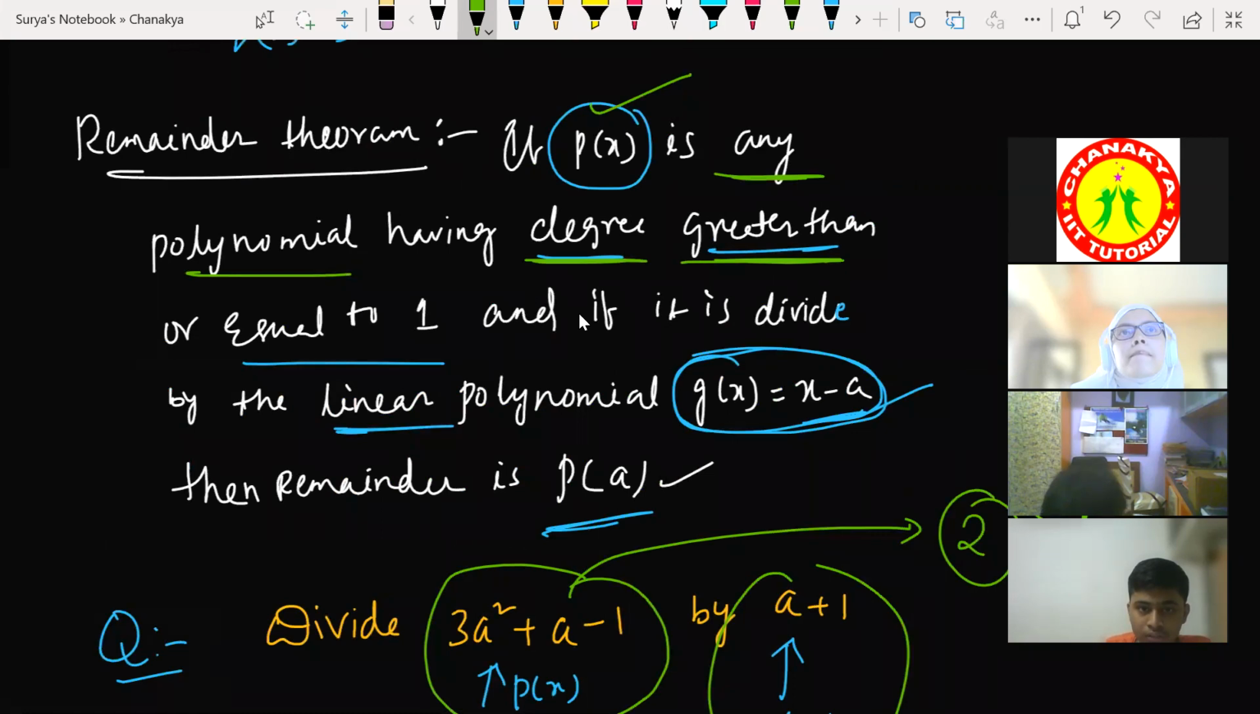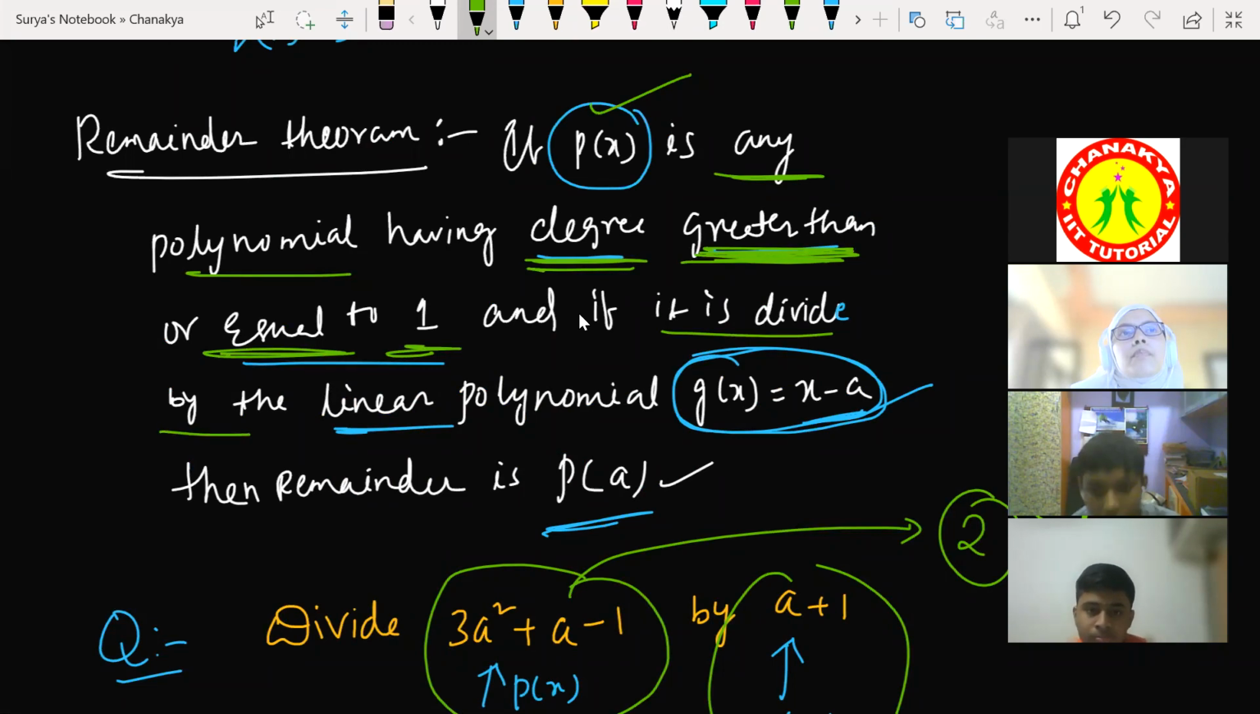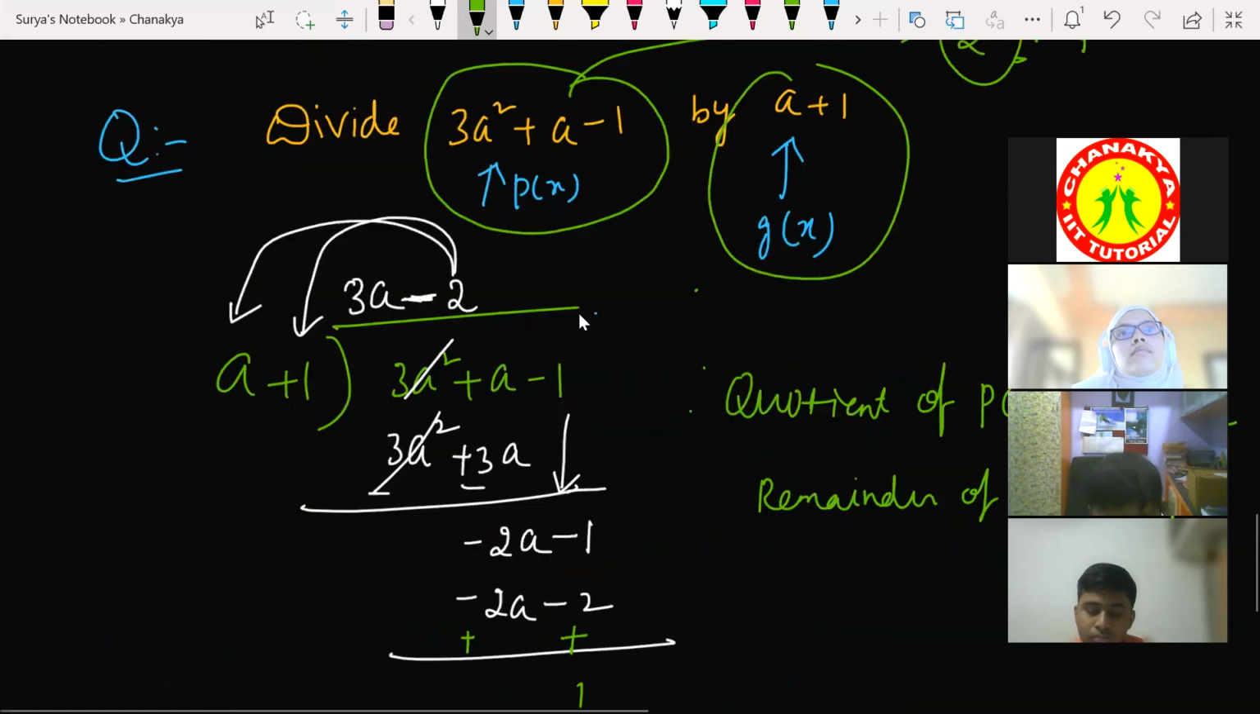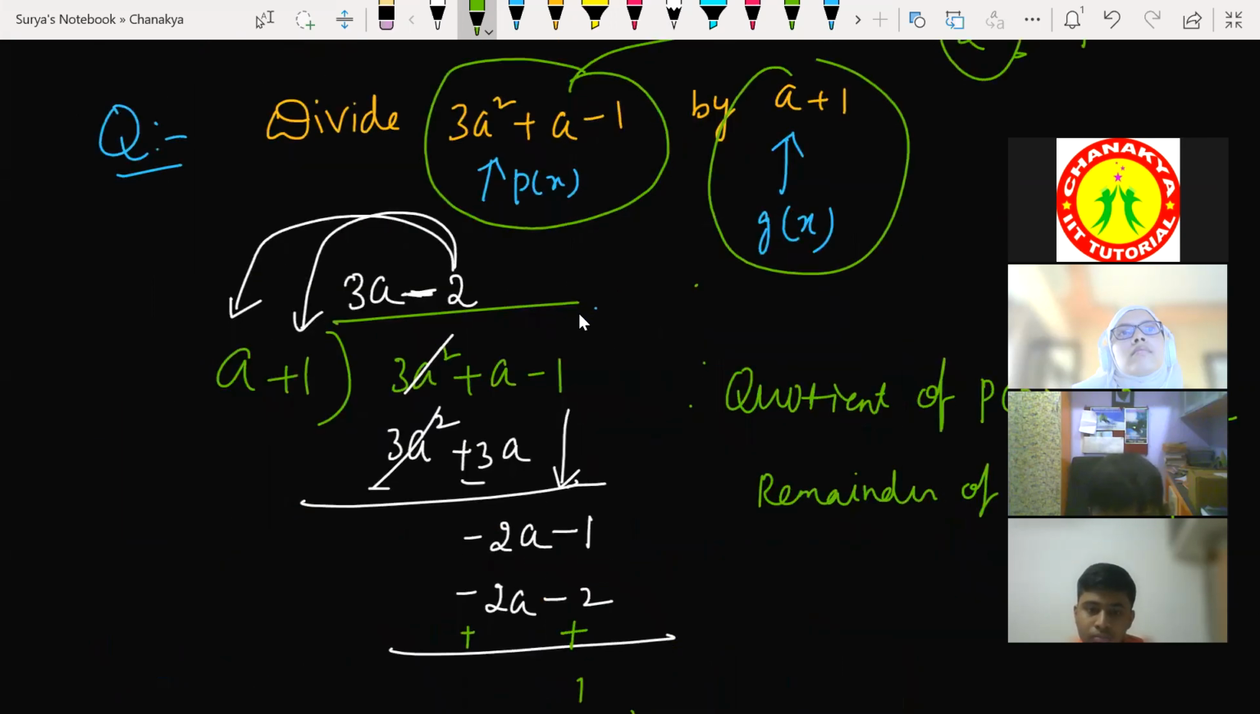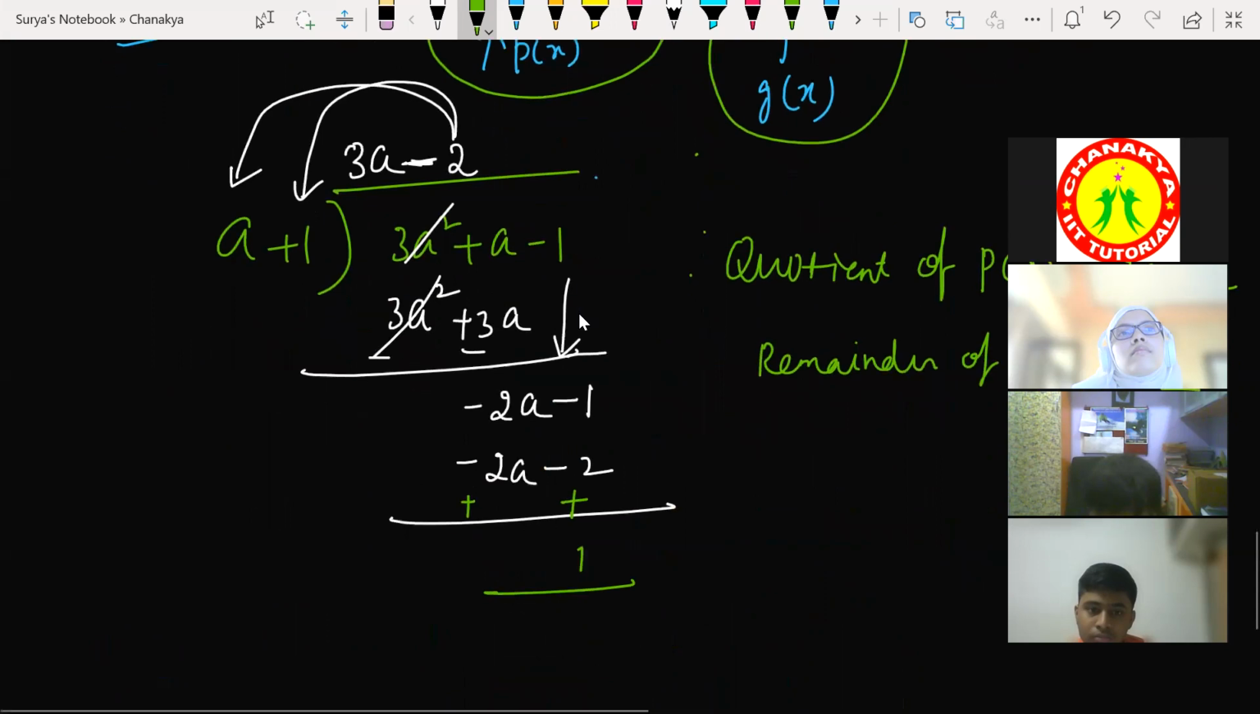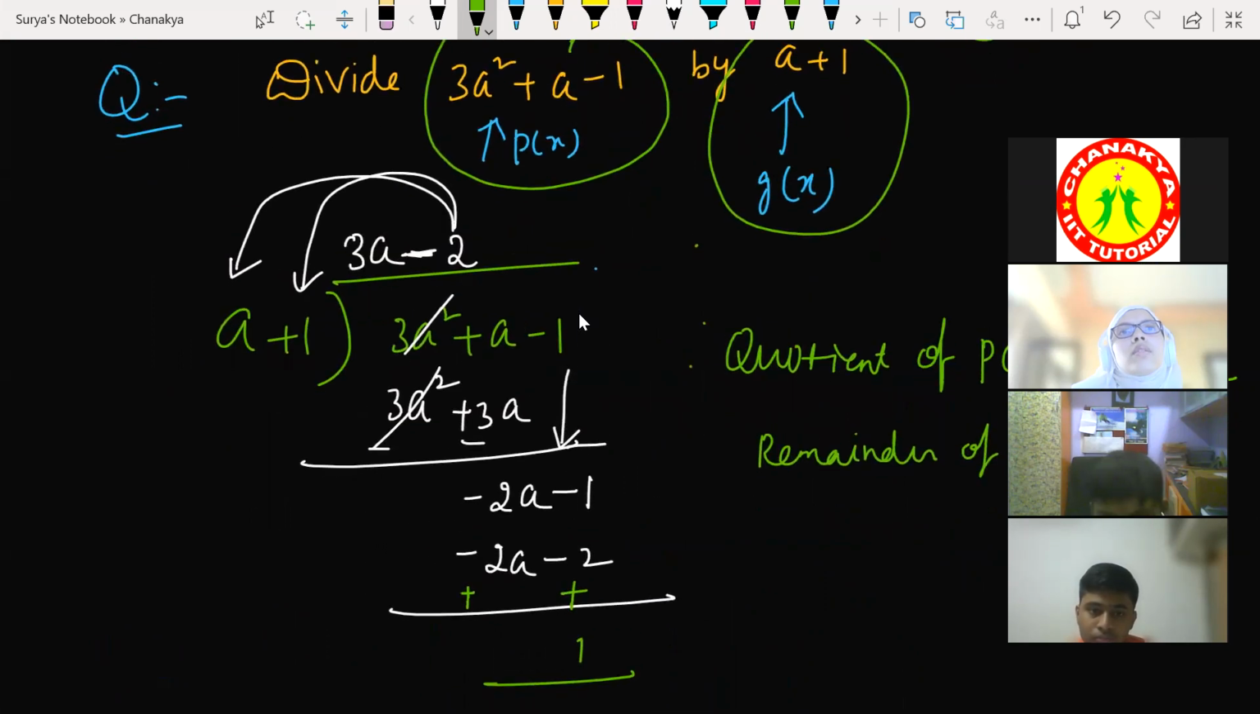If P of X is any polynomial having degree greater than or equal to 1, and it is divided by the linear polynomial g of x equal to x minus a, then the remainder is P of a. What is that? P of a. So what is the remainder now? In this case, if I divide this, what is the remainder?